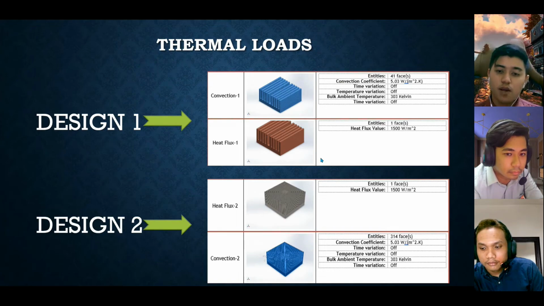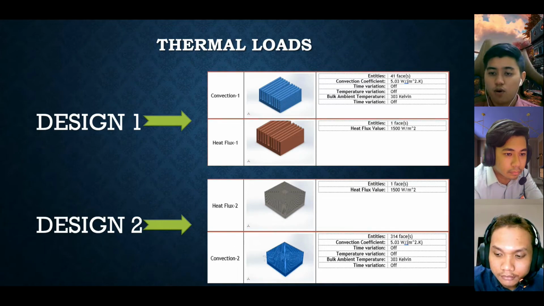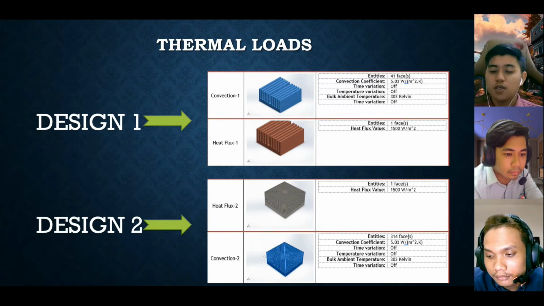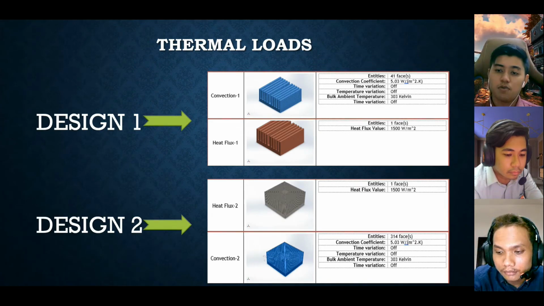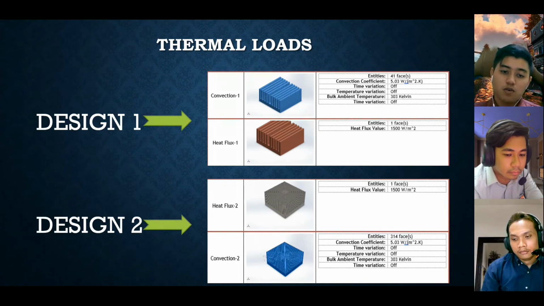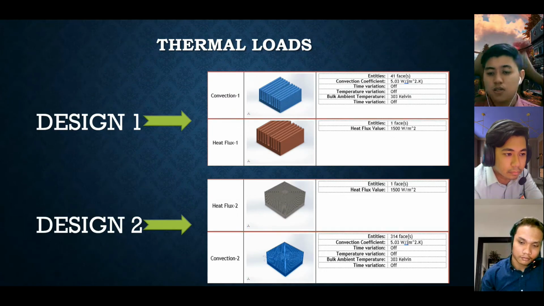For design 2, heat flux, entities 1 phase, heat flux value, we put 1500 watt per meter square. For the convection, design 2, entities 314 phase, convection coefficient 5.03 watt per meter square times Kelvin. But ambient temperature, we put 303 Kelvin.